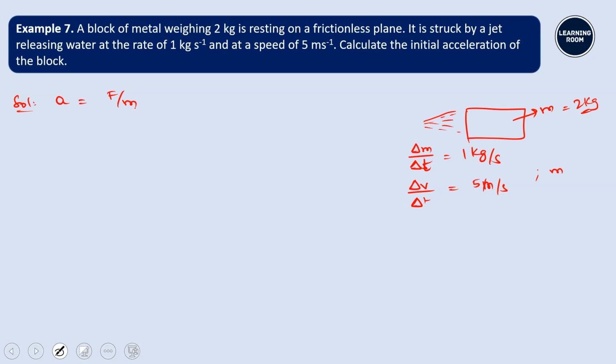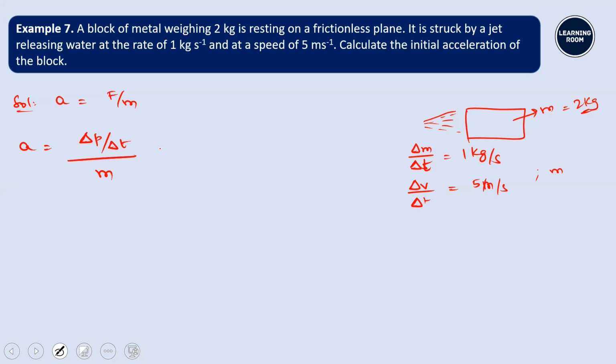So that is where we need to recollect the concept of Newton's second law. So what does Newton's second law state? Force is equal to the rate of change of linear momentum. So F is equal to delta P by delta T. So A will be equal to delta P by delta T, the whole divided by the mass of the object which is experiencing the force.